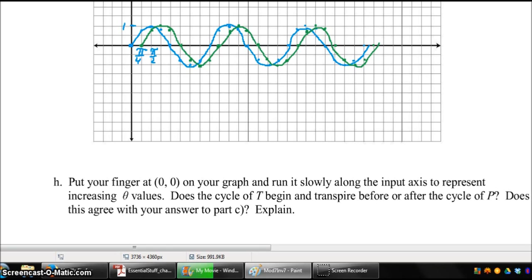So this question, it's kind of strange. You could think about the cycle beginning anywhere you wanted, but if you're talking about the cycle beginning from the 3 o'clock position, if we put our finger here and run it along the input axis, we don't get to the 3 o'clock position like with t until after p already starts cycling. And really this graph could be extended down to down here.